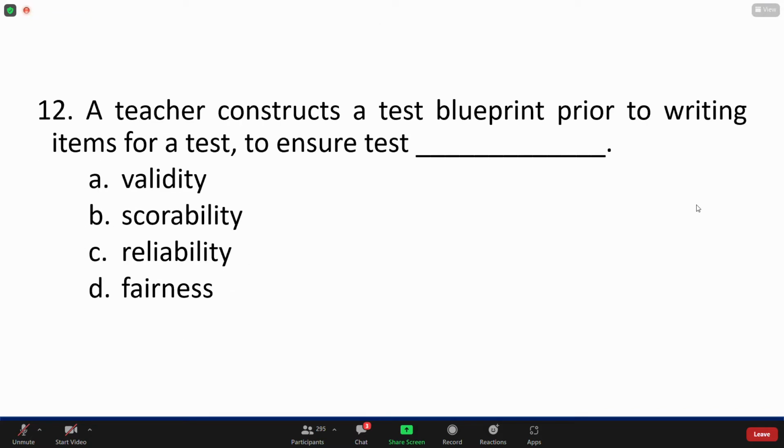Number 12, a teacher constructs a test blueprint prior to writing items for a test to ensure test blank. Letter A, validity. Letter B, scorability. Letter C, reliability. Letter D, fairness.